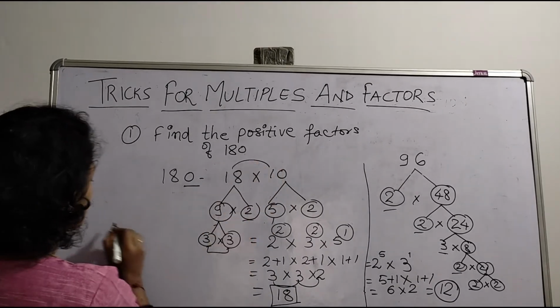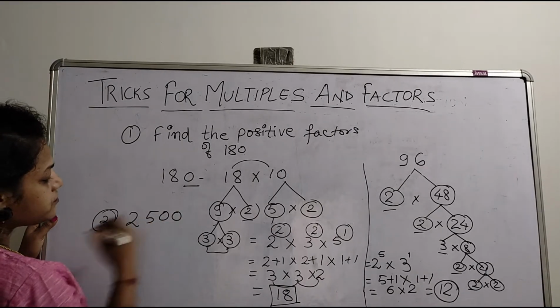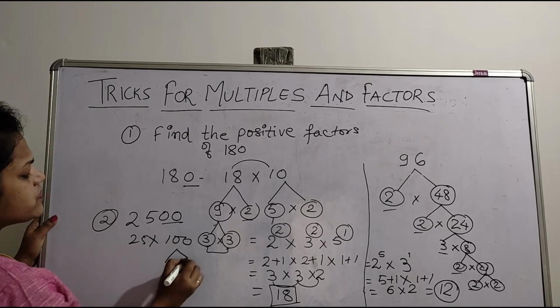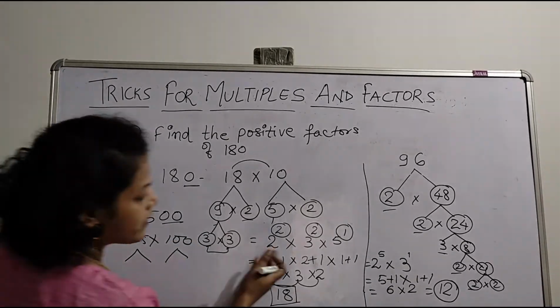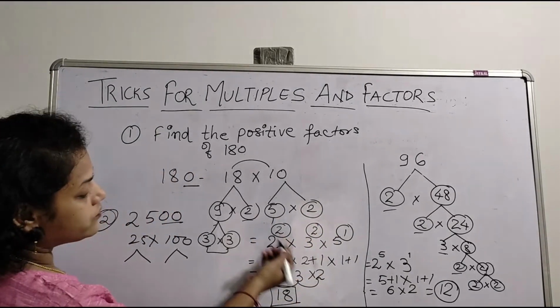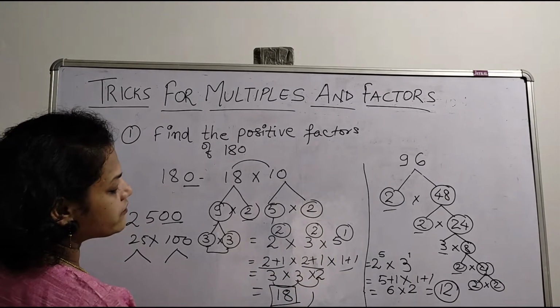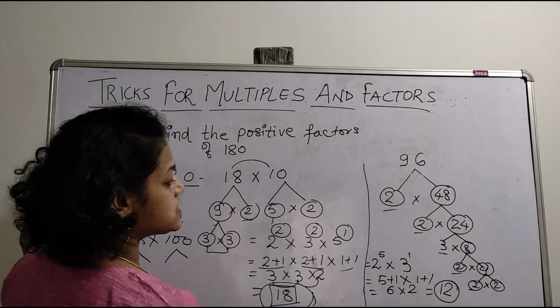If suppose one more example is there, see, 2500, again you can split 25 multiplied by 100. This method again you can use here, tree method, and whatever factors you are getting, you have to add 1 to the power and multiply. You will get the factors of 180 is 18 and the factors of 96 is 12.